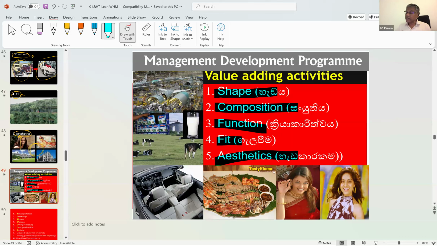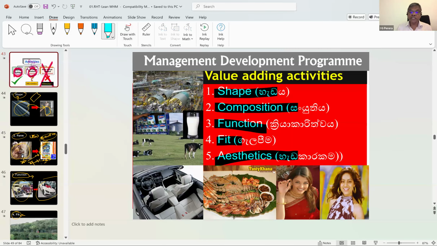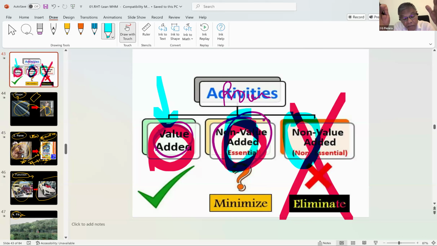Now you have a very clear criteria to decide whether processes are value adding or not. Then if the process has at least one of those five, it falls here. If it has none of those five, the process becomes non value adding. From there we have to decide whether it is really required or not. If it is not required, you can eliminate. Otherwise, you have to minimize.